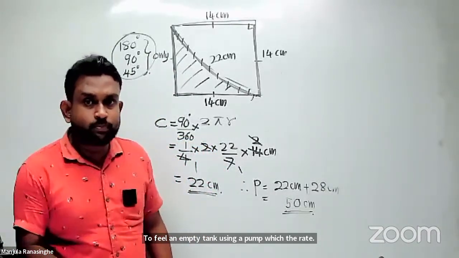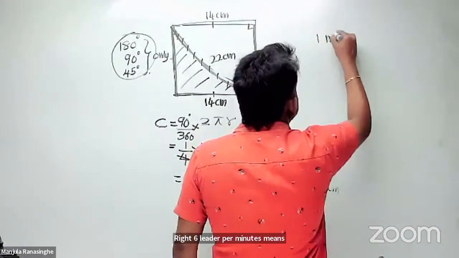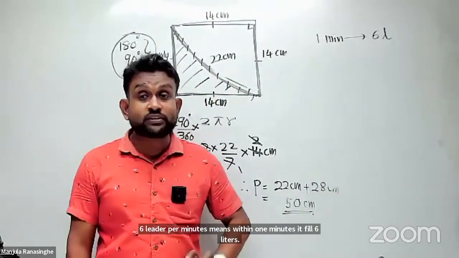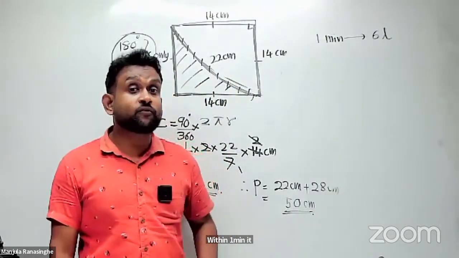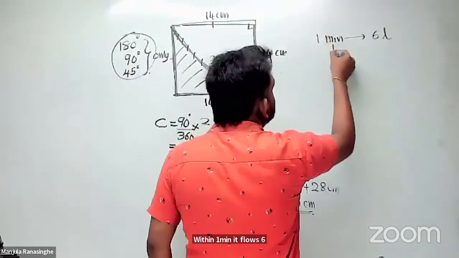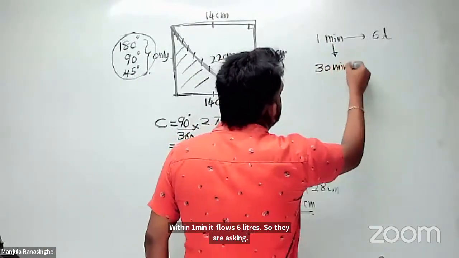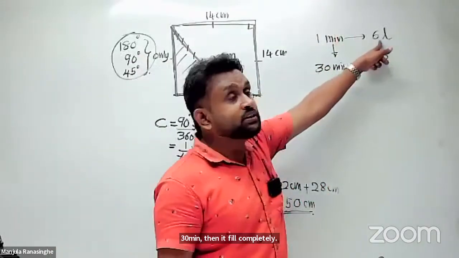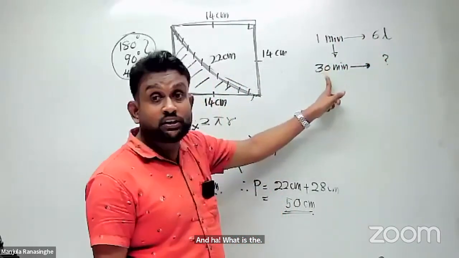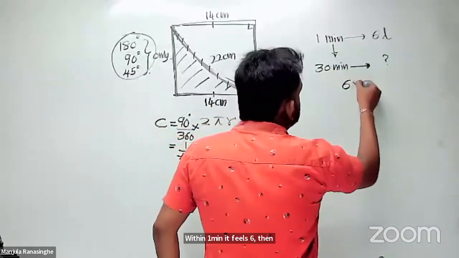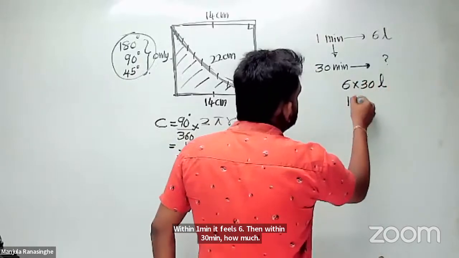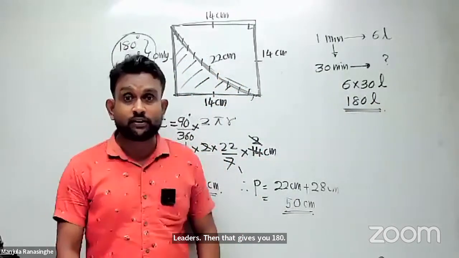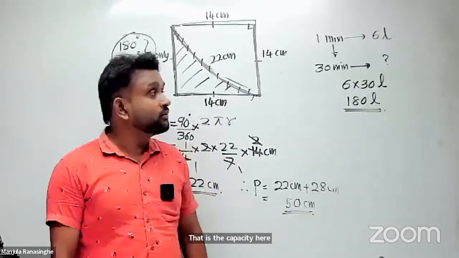6 liters per minute means within 1 minute it fills 6 liters. They are asking half an hour. Half an hour means how many minutes? 30 minutes. Then it filled completely. Then what is the capacity? Within 1 minute it fills 6 liters, then within 30 minutes, how much? Just 6 into 30 liters. Then that gives you 180 liters. That is the capacity here. Understood? Right.